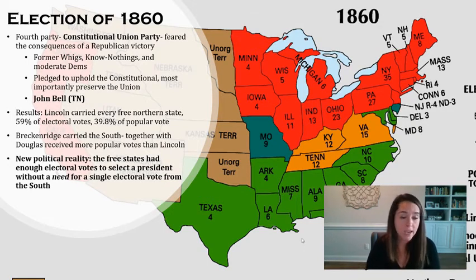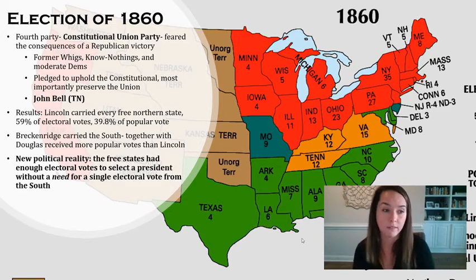Abraham Lincoln is going to carry every single northern state. Okay, not a single electoral vote will come from the South for Abraham Lincoln. He'll win 59% of the electoral votes and just under 40% of the popular vote because it was split between the four candidates. Breckinridge is going to carry the South. And now this is one of those situations where, if you add the popular vote with Stephen Douglas, he would have had more popular votes than Lincoln, but Lincoln still would have carried the Electoral College.